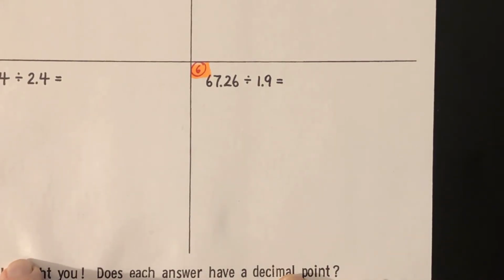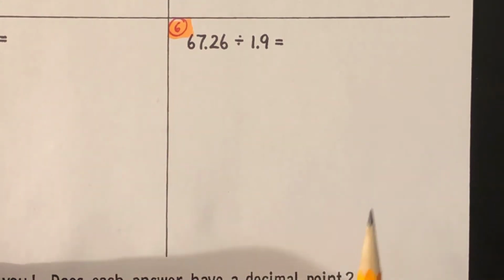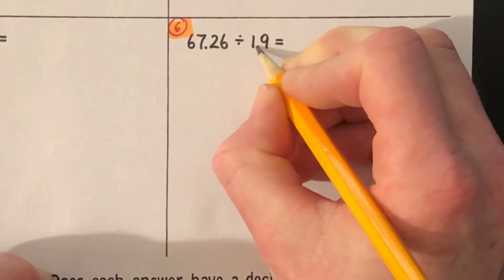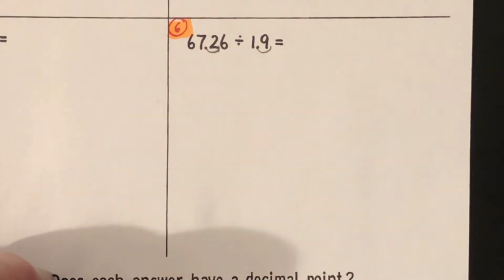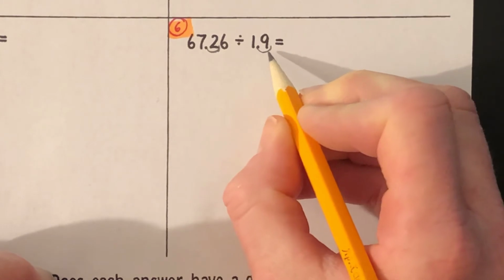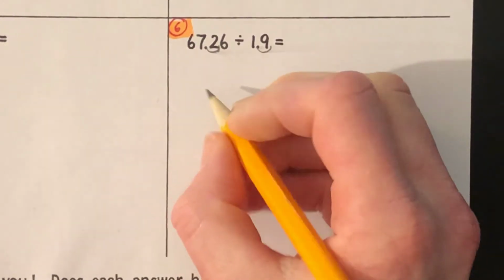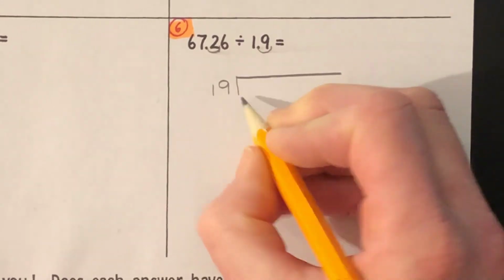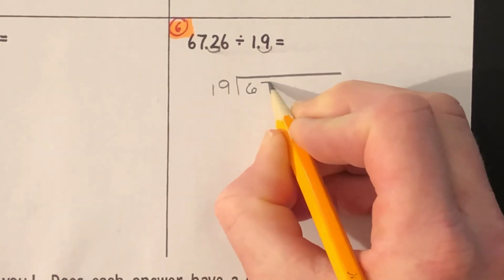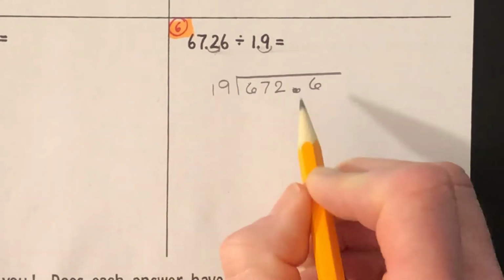Number 6. We move the decimal one time, like we do on the whole page, because they're all tenths. Move the decimal one time. We have a whole, but we also have tenths. The decimal digits only go to the 10th place. So that gives us 19 into 672.6. You see my decimal is there now?